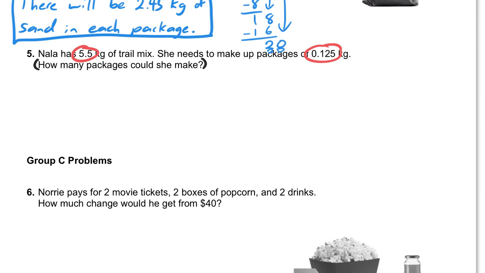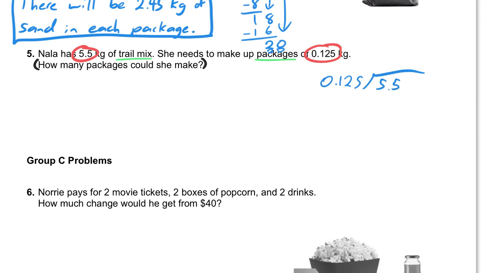The 5.5 refers to the trail mix. The 0.125 is packages. How many packages could she make? So basically what we're asking is, how many times could this number fit into this number? Well, that's a division question if I ever heard one. So let's do that over here. We need to find out how many times 0.125 fits into 5.5.